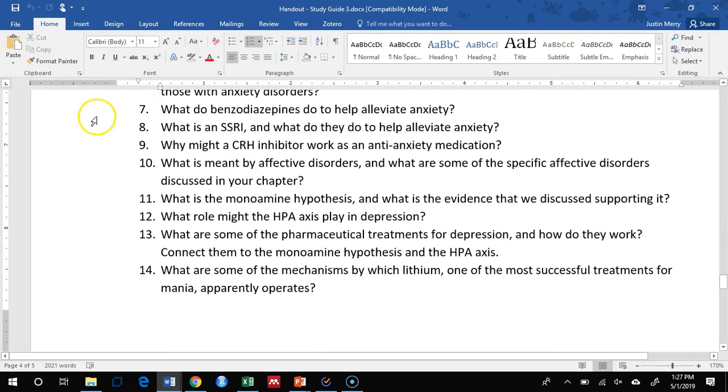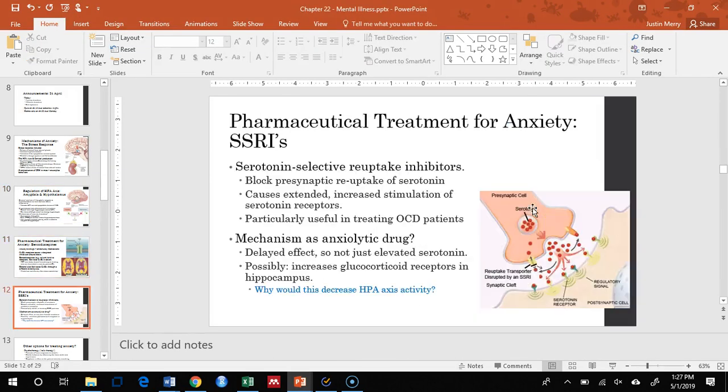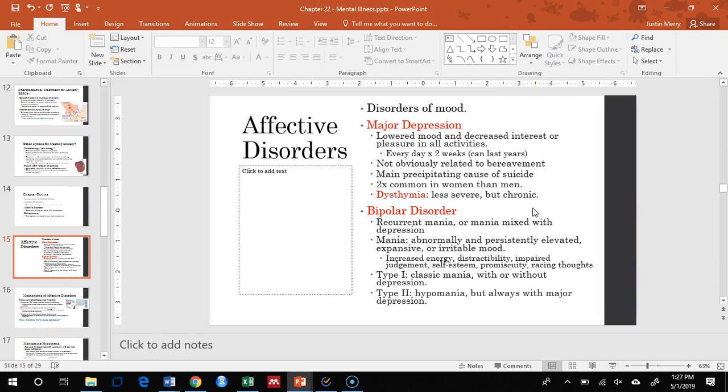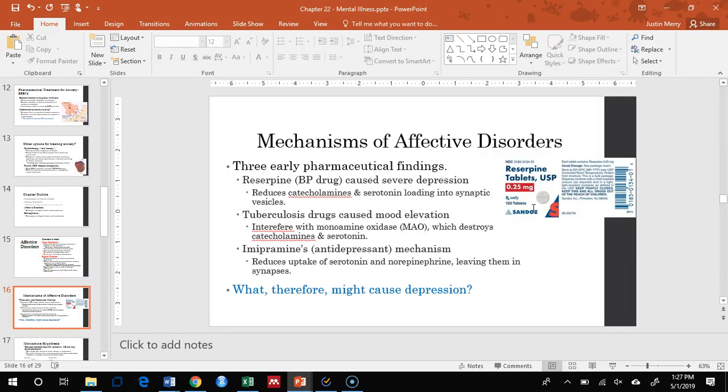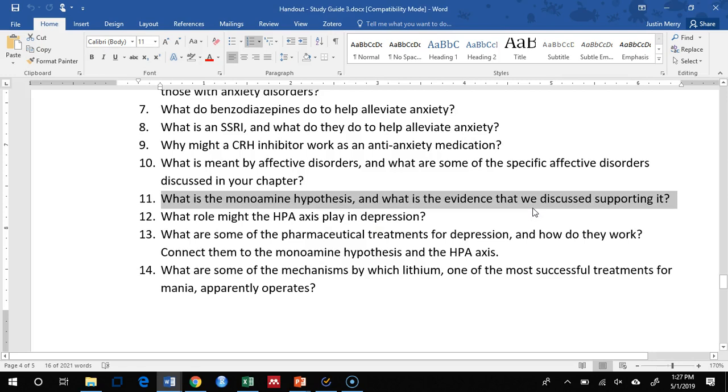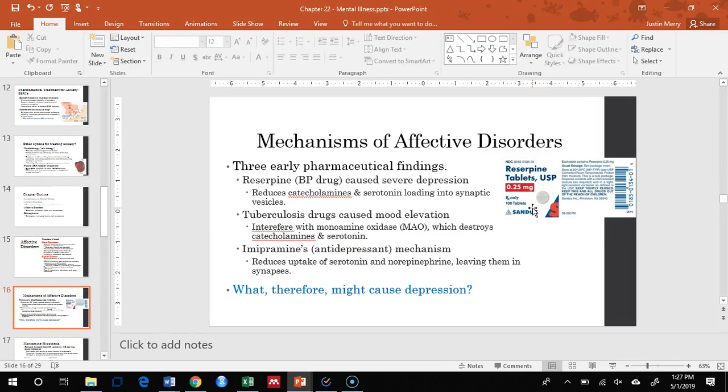Number 11. What is the monoamine hypothesis and what is the evidence that we discussed supporting it? The monoamine hypothesis is one of the affective disorder hypotheses. So when we were talking about what's going on when somebody has an affective disorder, we talked about these 3 drugs, and the thing about each of these is that they all have something to do with monoamines, which are one of our big categories of neurotransmitters.